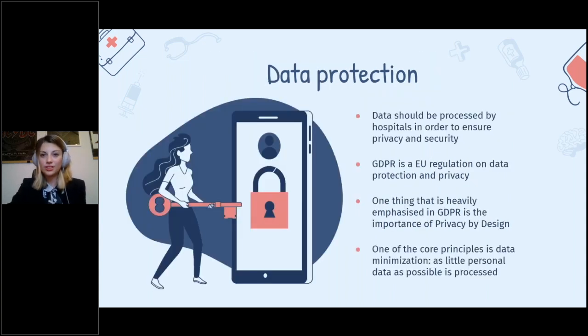Now let's talk about data protection. We saw cases where personal data was lost or stolen by cybercriminals. So now let's talk about how data must be processed by hospitals and the importance of privacy. One thing that is heavily emphasized in GDPR is the importance of privacy by design. Mechanisms to protect personal integrity should be built into IT systems and services. One of the core principles is data minimization. This means that all products and services should be designed so that as little personal data as possible is processed.